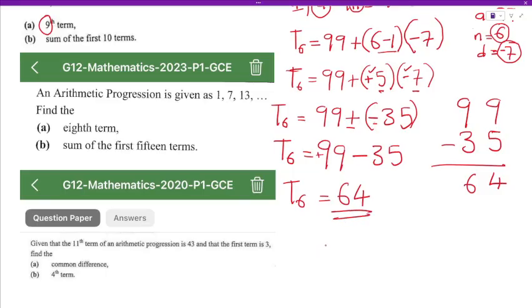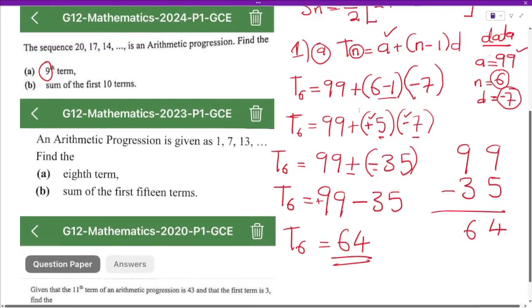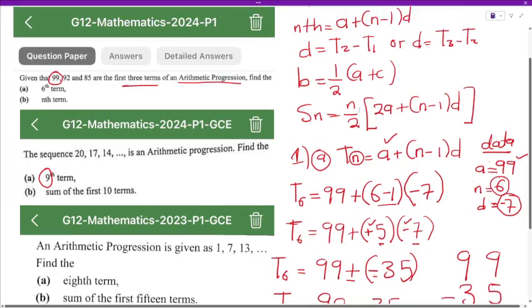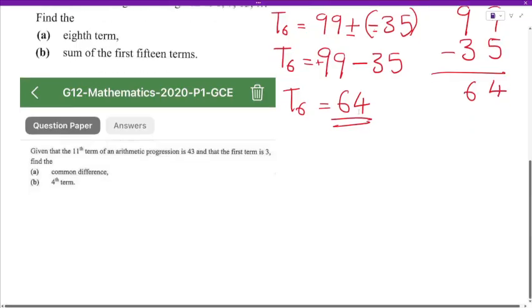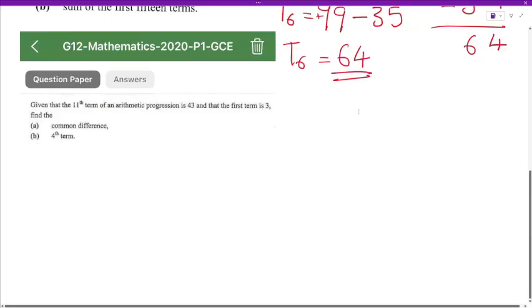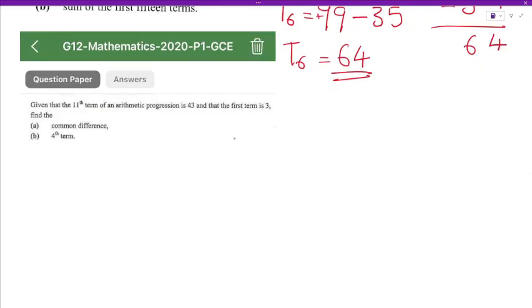And we are done. That is the sixth term. Having found the sixth term, we can proceed to the next question, which is asking us to find the nth formula. To find the nth formula, all you are doing is solving for n. Remember, the formula is the same as for finding the terms. So nth will be equal to a plus open bracket n minus 1 close bracket d.